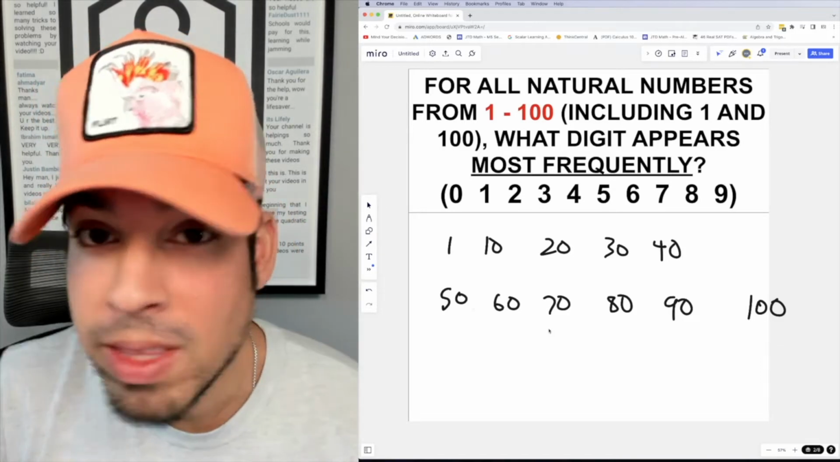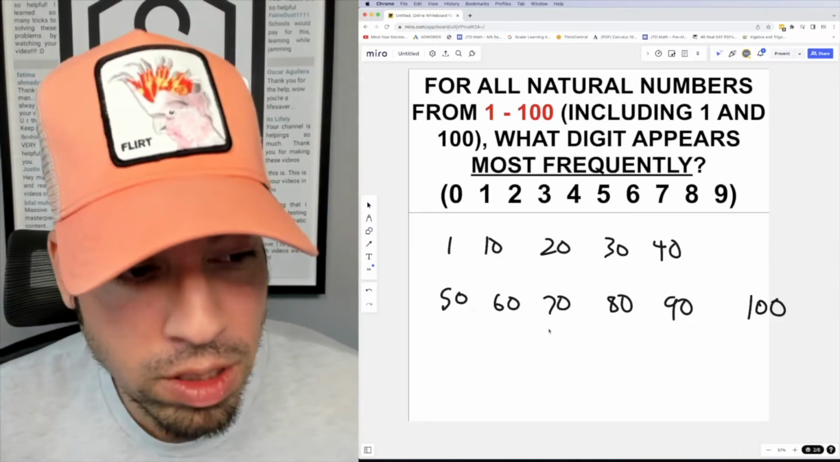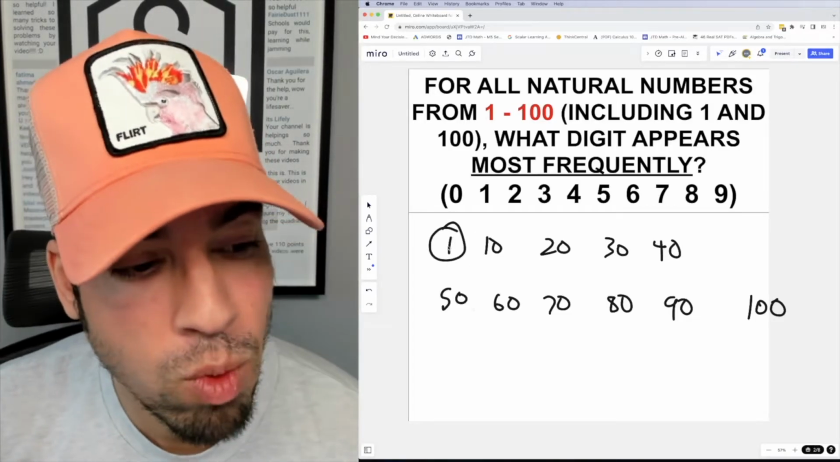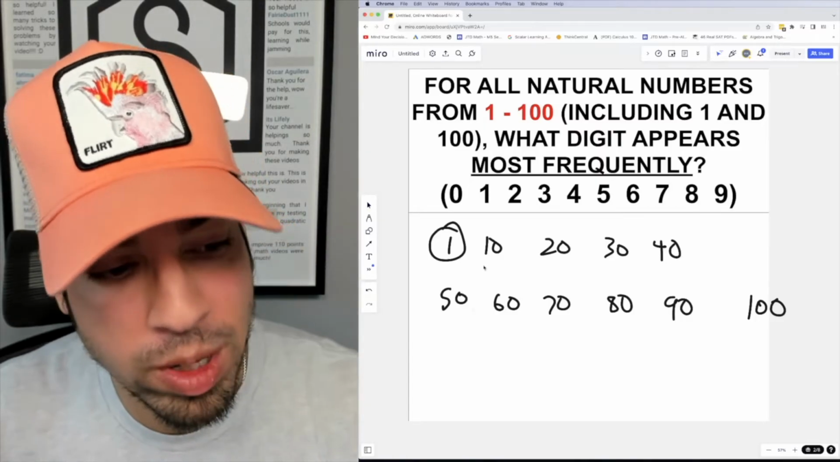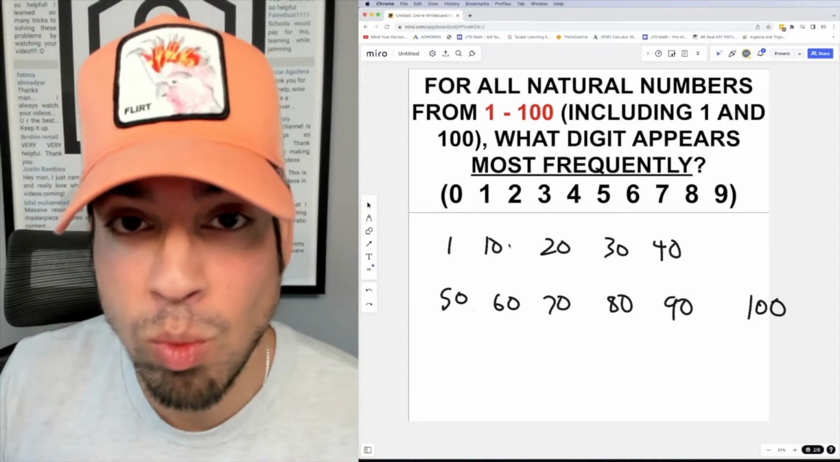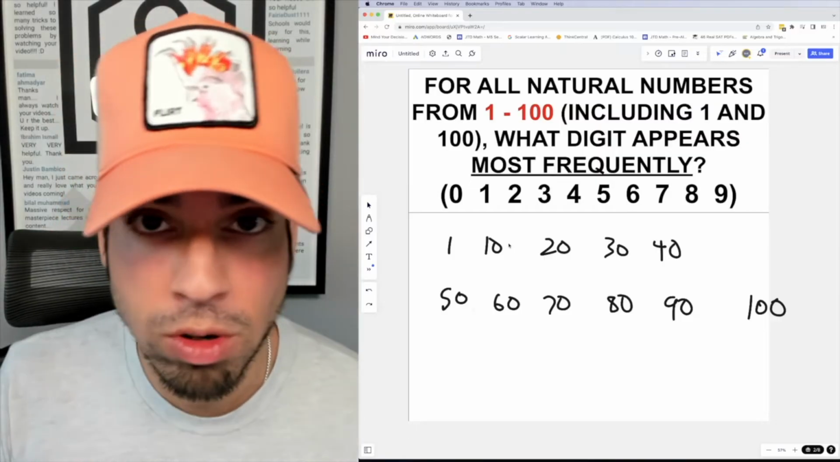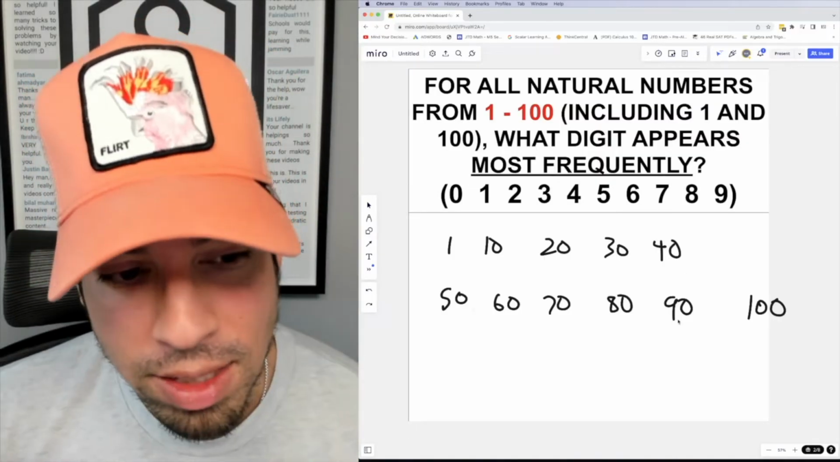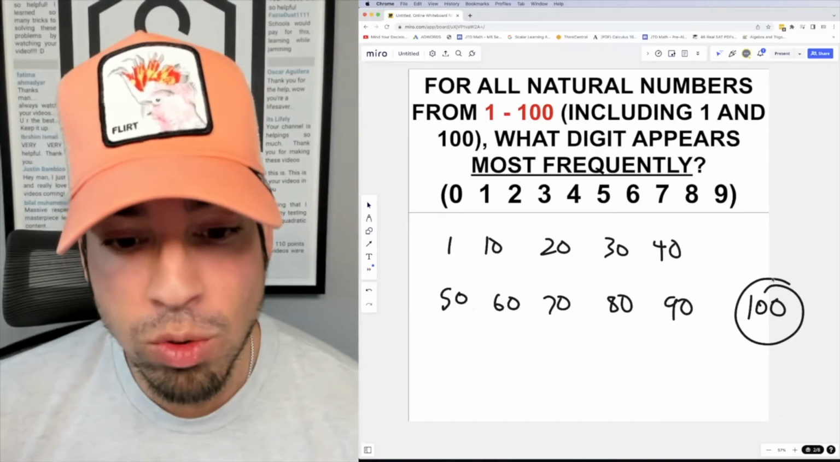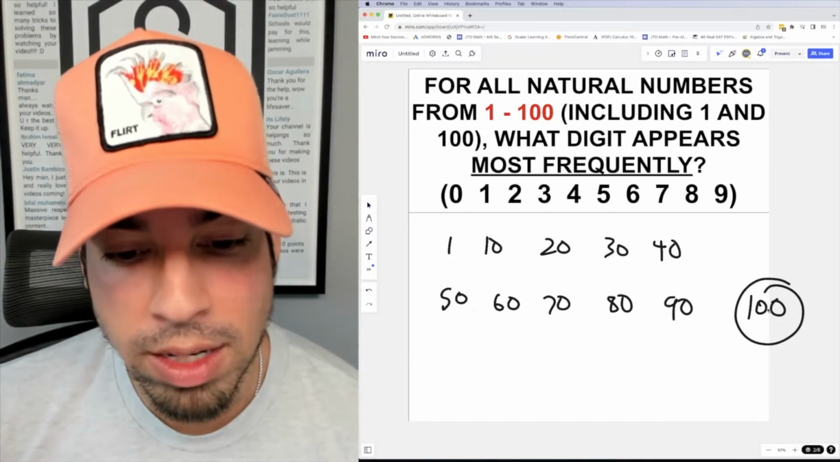But there's one number that has an advantage above all of these numbers, and that's going to be 1, okay? Because we have 1 occurring here, and then of course we have 1 in the 10 spot, and then 1 for 11 in the 1 spot, but all of those 12, 13, 14, they're all going to have a 1. But where the 1 has a little edge is in the last number of 100. That's our final one, and we've got a 1 and a double 0.